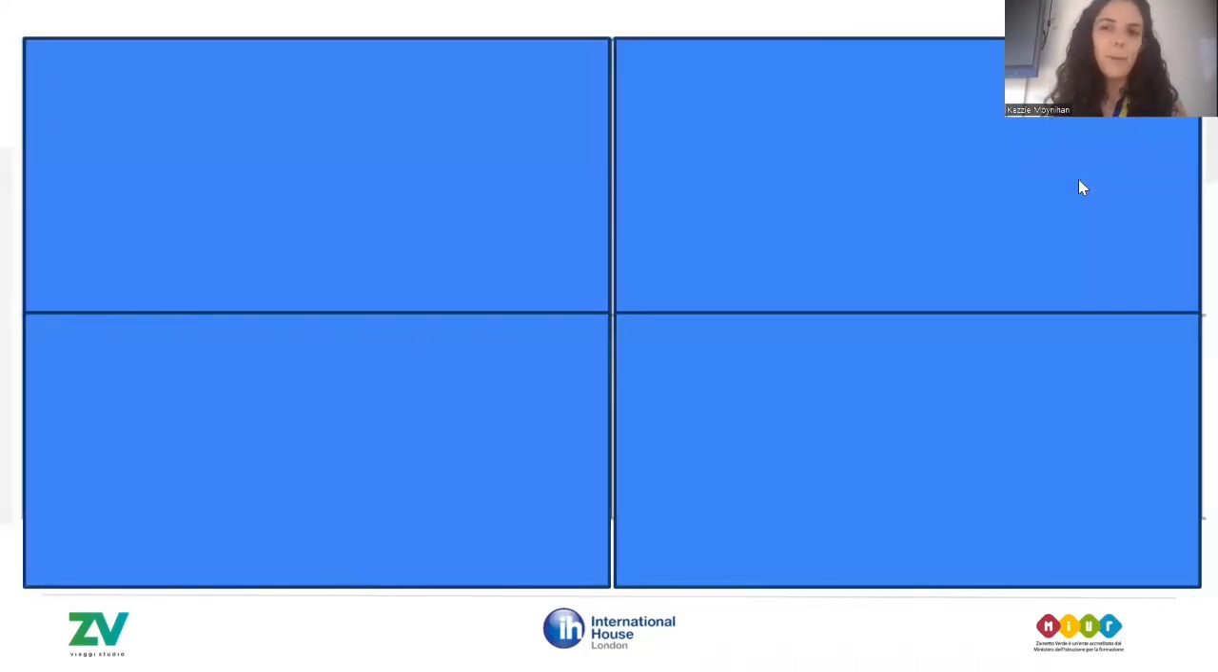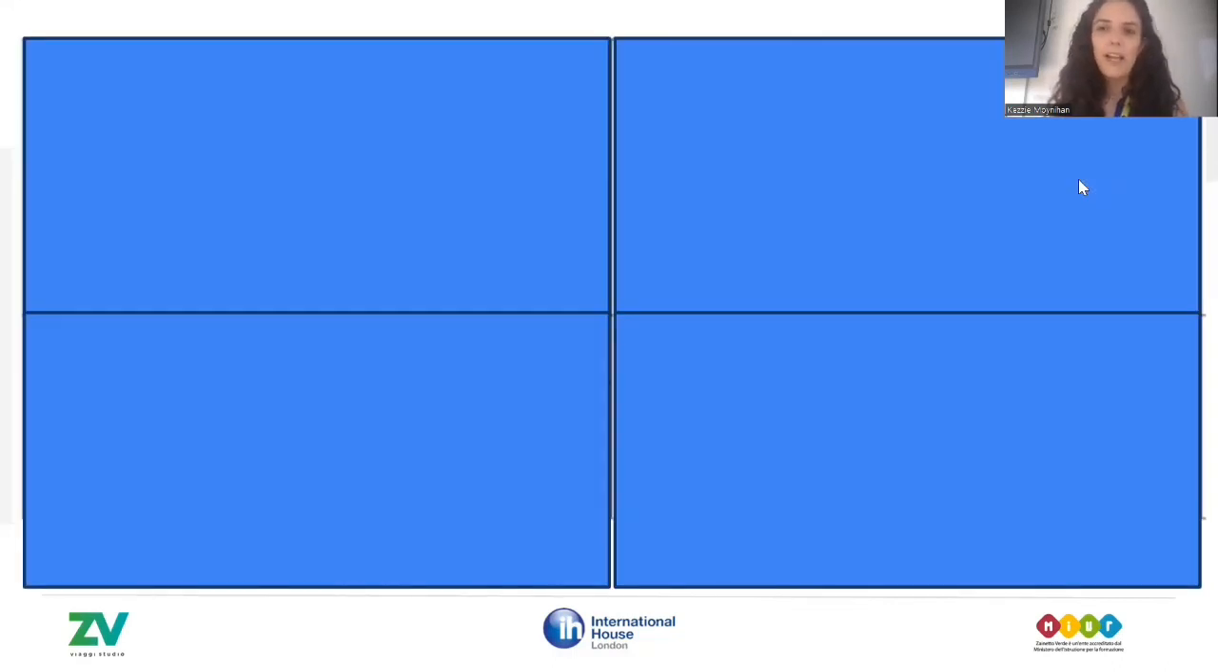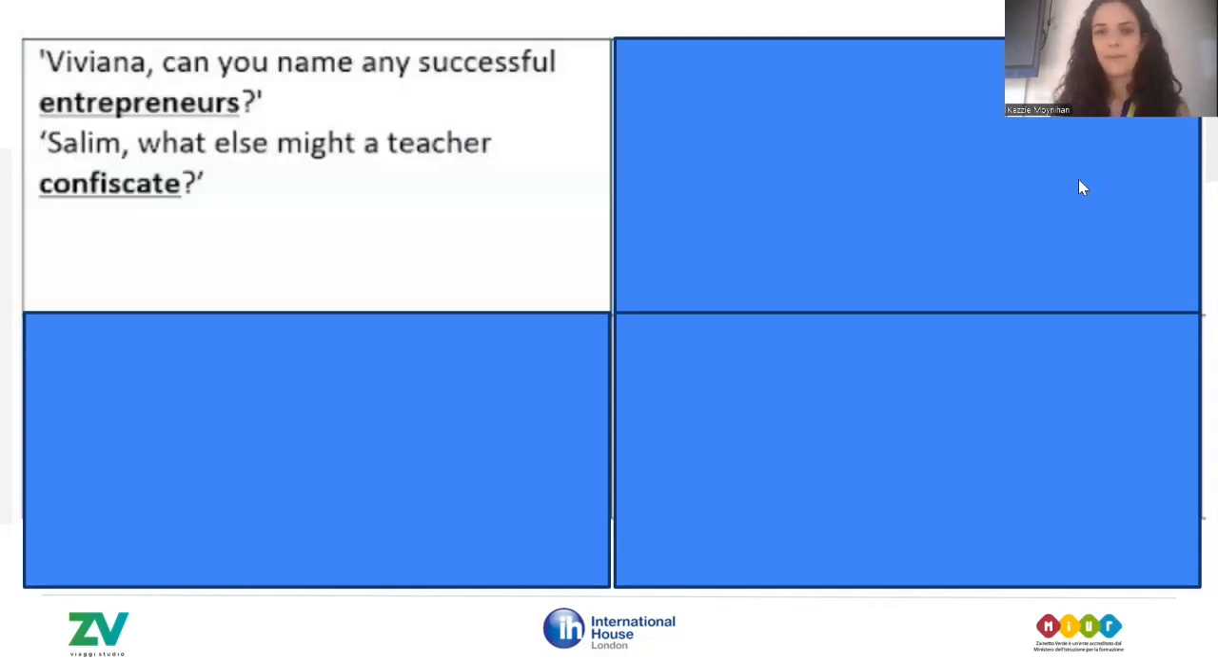Now we're going to look at a couple of examples of teachers using one of these methods here to clarify and check meaning. I'm going to show you each one, and I want you to have a think. What technique is the teacher using to check the meaning?